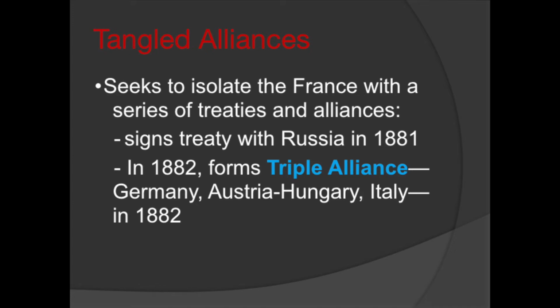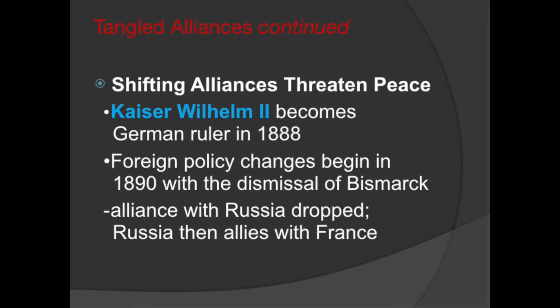They then go on to sign what would eventually become the Triple Alliance, which would be Germany, Austria-Hungary, and Italy in 1882. Now, alliances are difficult to keep, especially depending on who is ruling. So Kaiser Wilhelm II becomes Germany's ruler in 1888 when he comes of age. He is essentially Kaiser, meaning king.